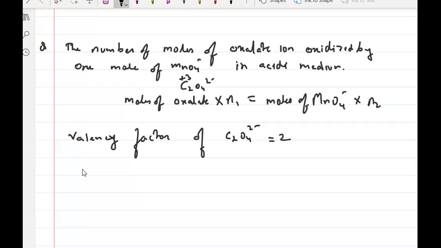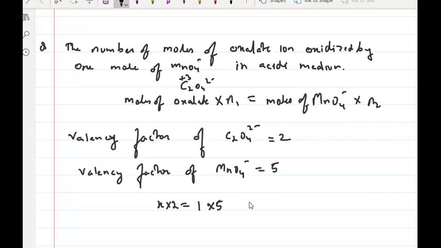In the same way, we know the valency factor of MnO4 minus. We already know that. In acidic medium it is 5. Now tell me, guys, what is the answer? Isn't it easy? Yes, very good Anisha. So x into 2 is equal to 1 into 5. So x is equal to 5 by 2.